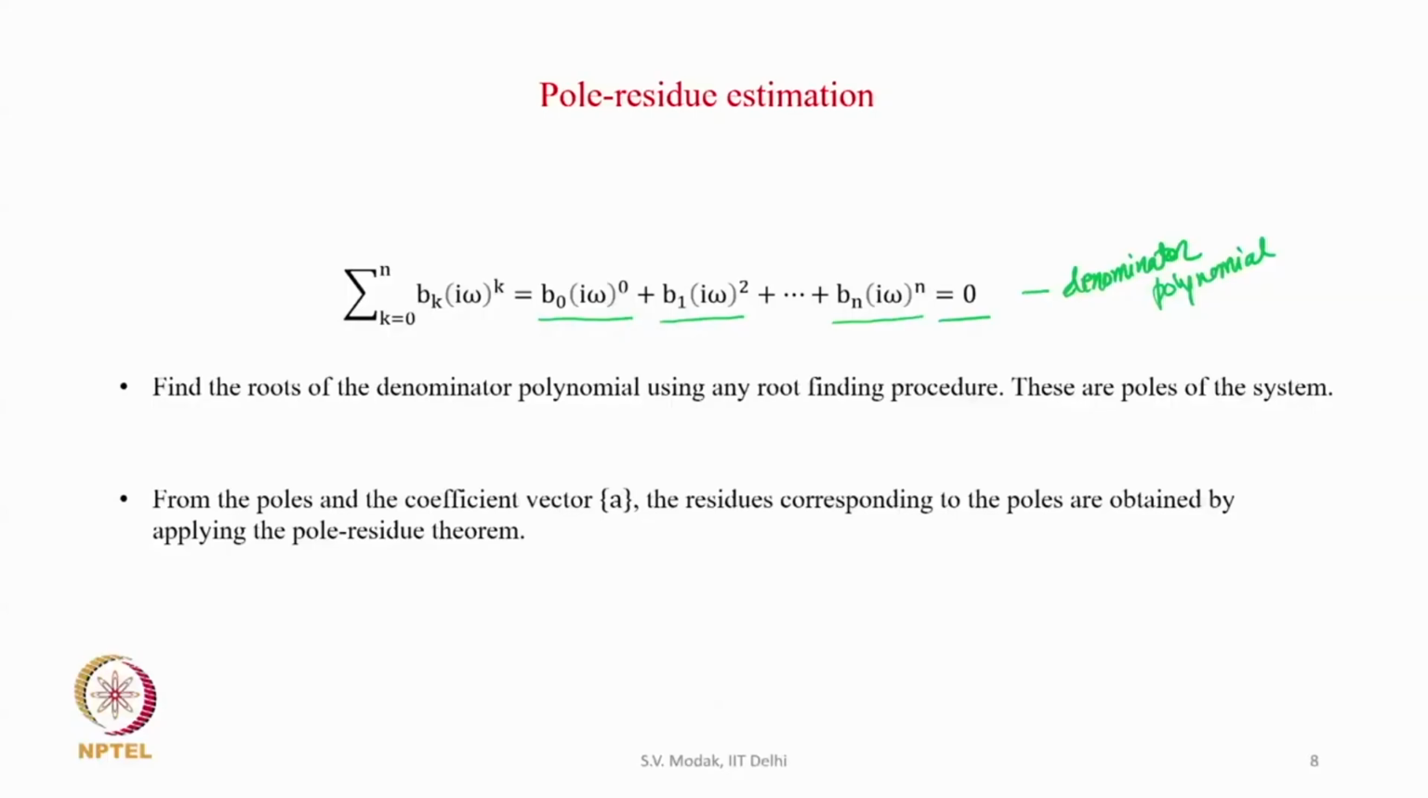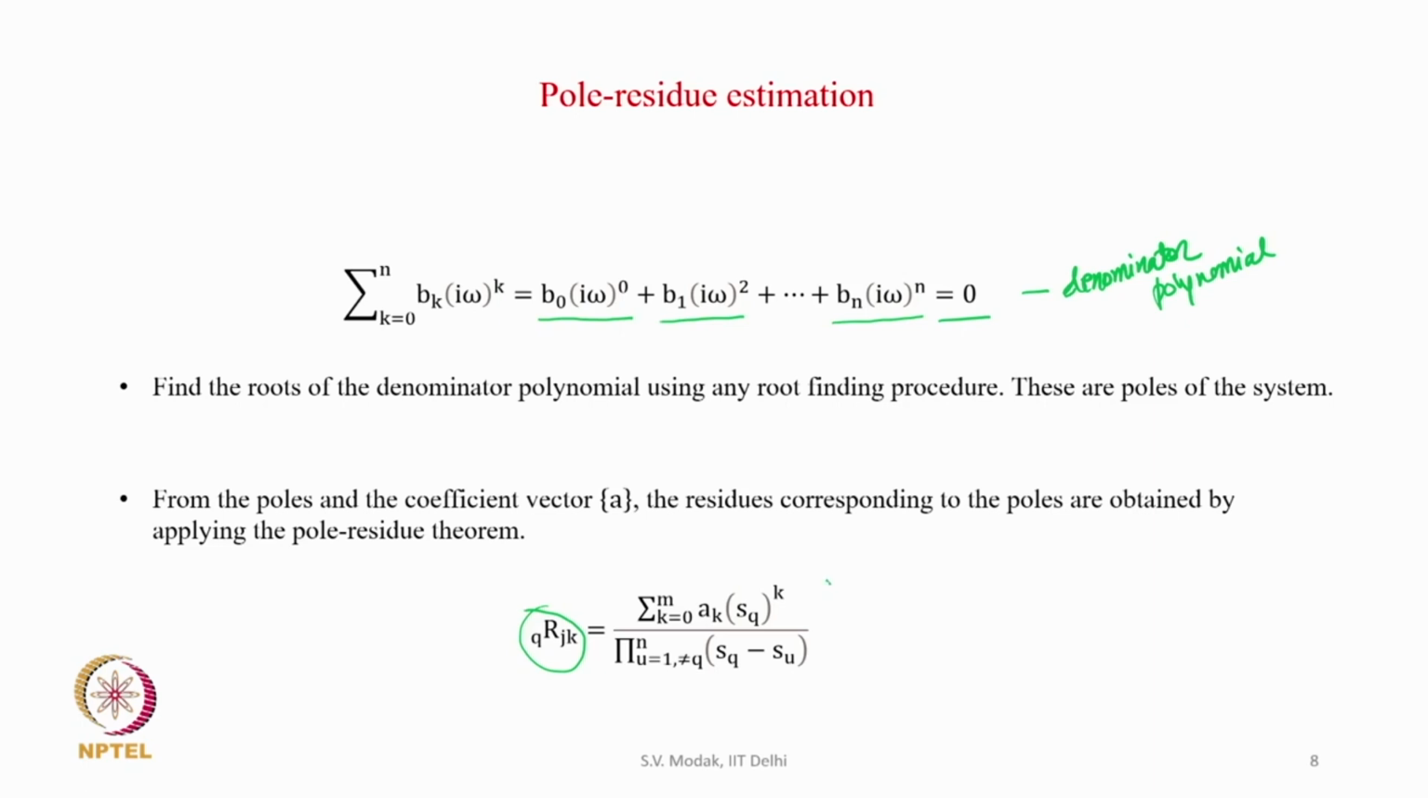Once poles are known, and because the numerator polynomial coefficients of vector A are also known, we need to find the residue corresponding to each of the poles. This can be found using the pole residue theorem. The pole residue theorem is this. You can see this is the residue for the FRF HJK for the qth pole.